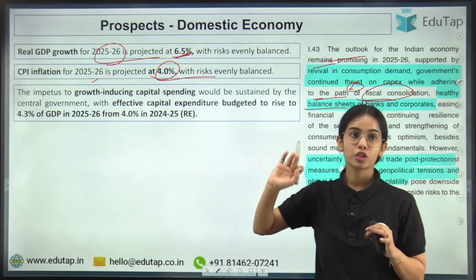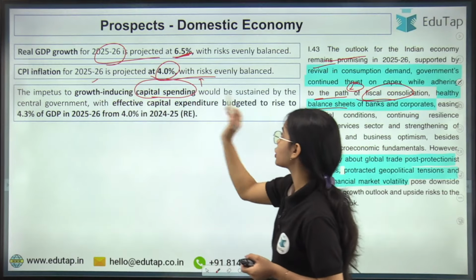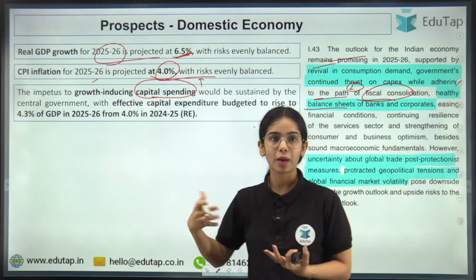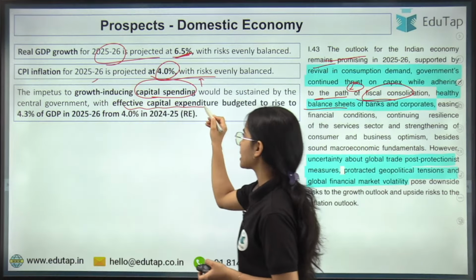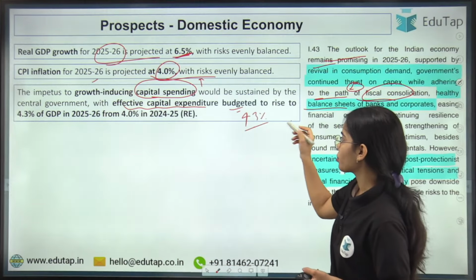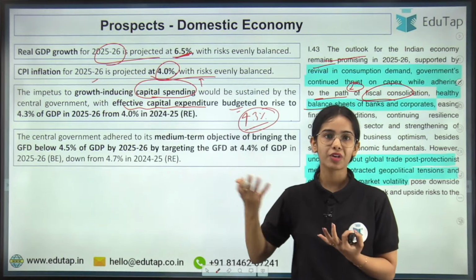The impetus to growth-inducing capital spending. So the government is going to do more capital expenditure. This would be sustained by the central government, with effective capital expenditure budgeted to rise to 4.3% of the GDP from 4% of the GDP. Okay, so we are going to further focus on effective capital expenditure.